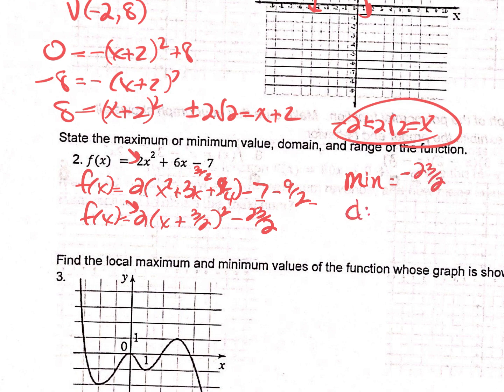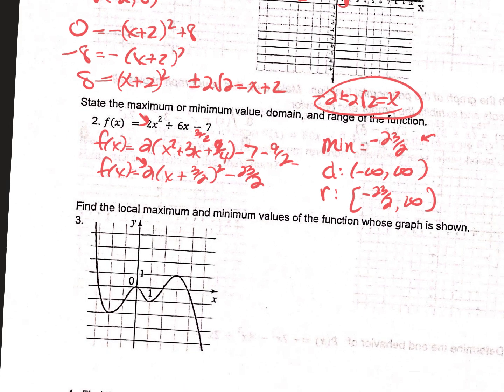The domain of all the parabolas we've done, because they're opening up or down, is all real numbers, which is that right there. The range, because this is a minimum, the range is the y, so the range goes from the minimum value, and the parabola's going up forever, so that's your range.